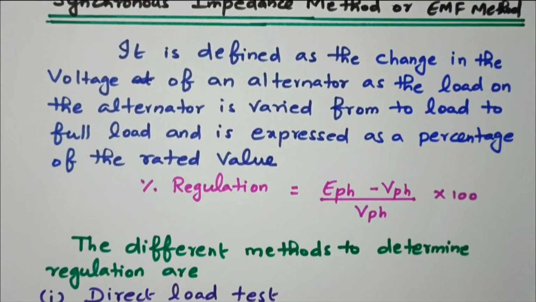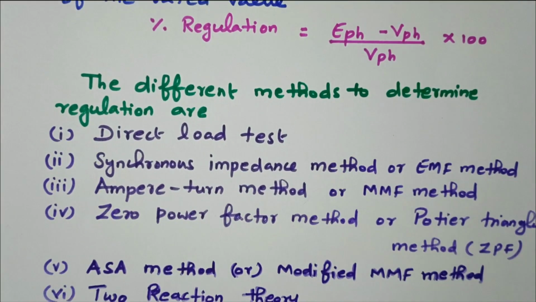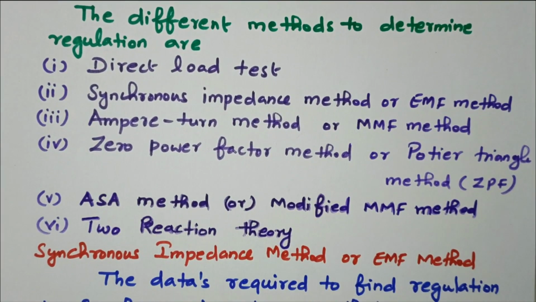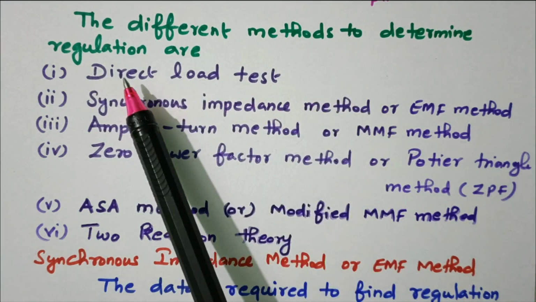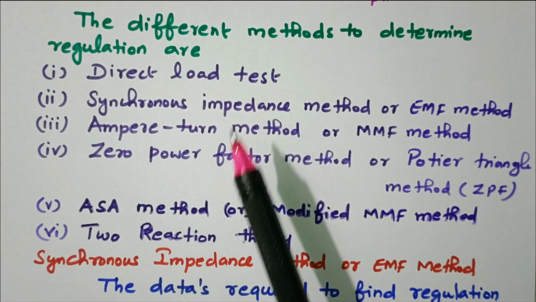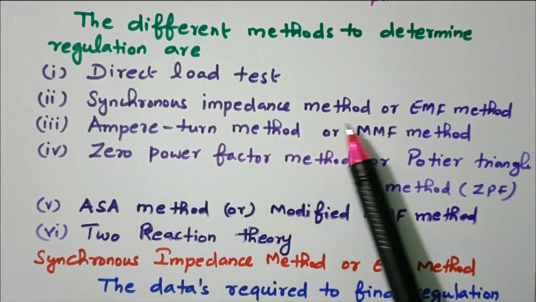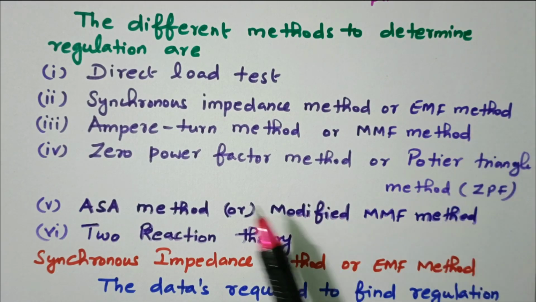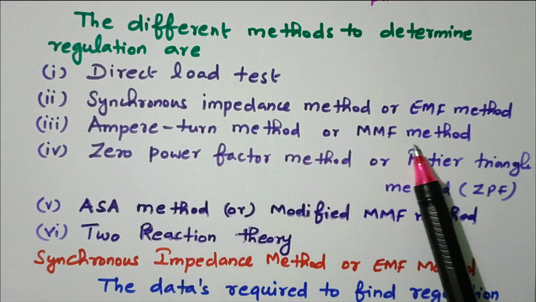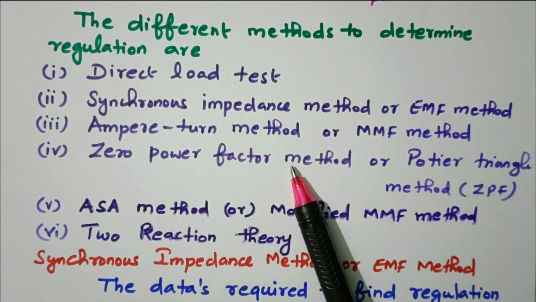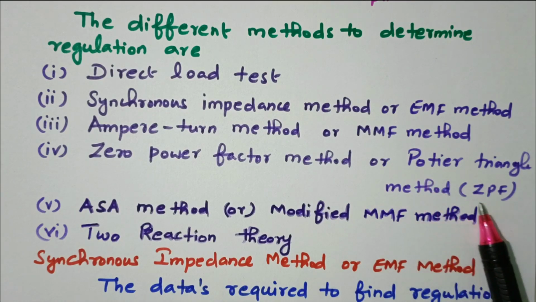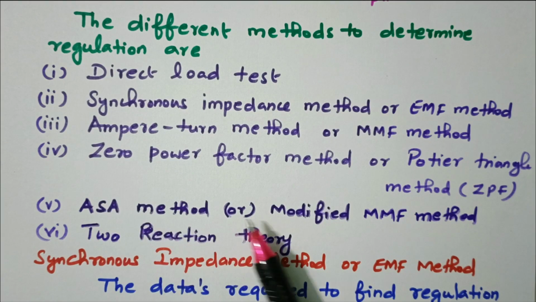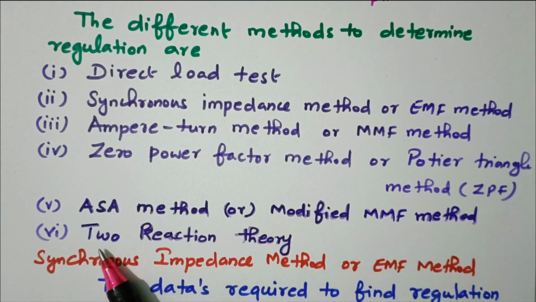We'll see what are the methods available for determining the voltage regulation. The different methods to determine the voltage regulation are direct load test, synchronous impedance method or EMF method. So we are going to discuss this EMF method in this video. Second method, ampere turn method or MMF method, zero power factor method or Potier triangle method, ASA method or modified MMF method, and two reaction theory.